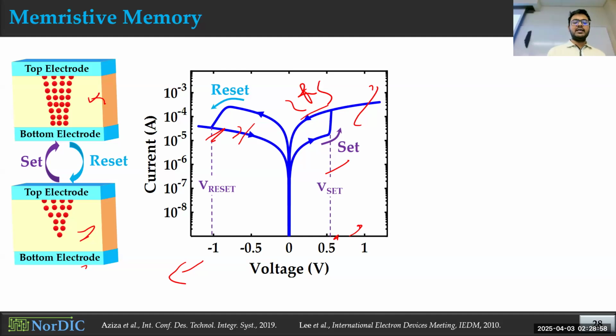And the read operation is like if you apply a voltage less than the switching threshold, then based on the resistance state, you get either this lower current or this higher current.